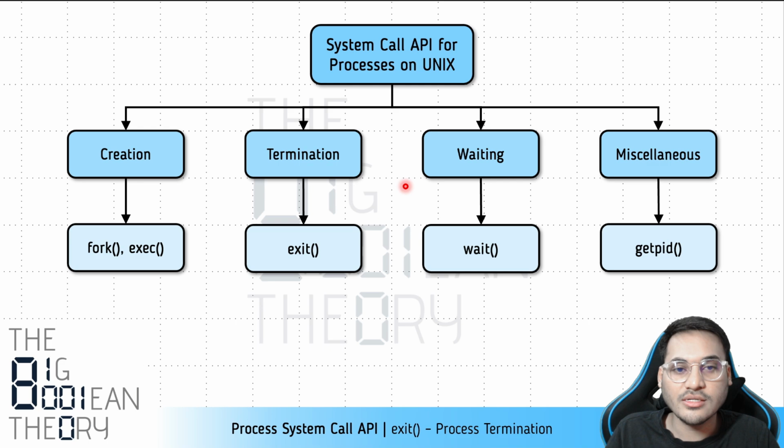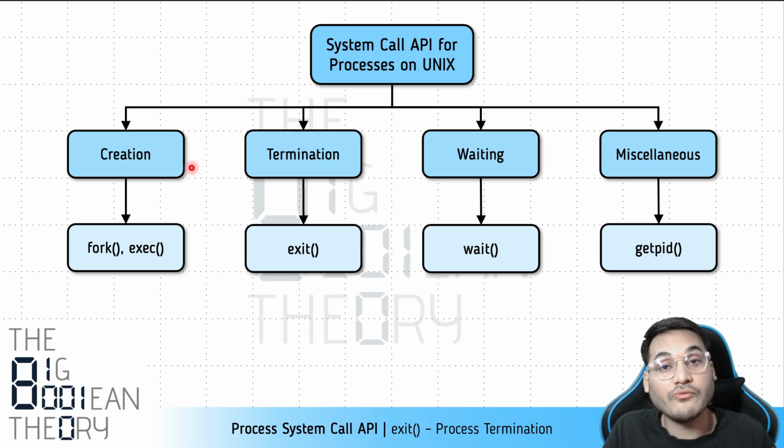So let us start the discussion with this slide. This diagram we saw in the very first video of this topic, where we described all the different operations on processes that we are interested in. This is the system call API for processes on Unix. The API consists of a bunch of system calls, and we are interested in the ones related to process management in Unix based operating systems. So here are the different operations that we would like to be able to perform on processes: process creation, process termination, waiting on other processes, and some other miscellaneous operations related to processes.